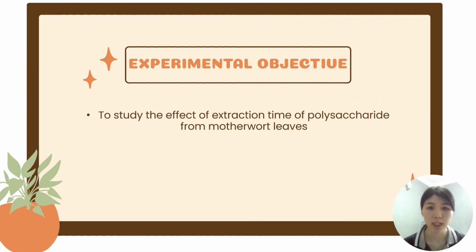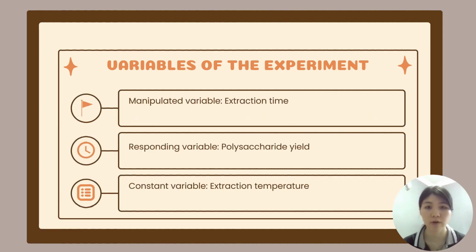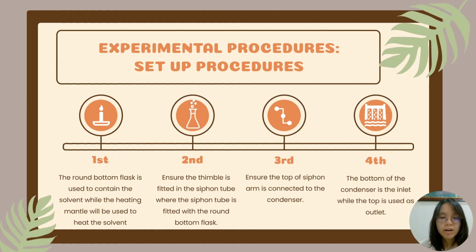The experimental objective of this experiment is to study the effect of extraction time of polysaccharide from motherwort leaf. The following shows the variables of the experiment. The manipulated variable is the extraction time, the responding variable is the polysaccharide yield, and the constant variable is the extraction temperature. So now I would like to continue with the experimental procedures.